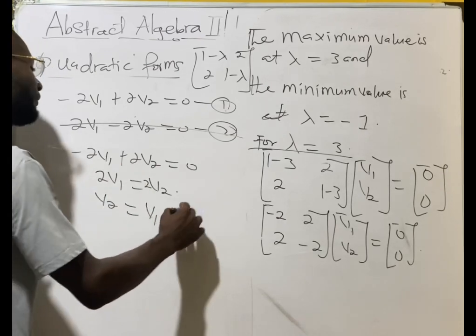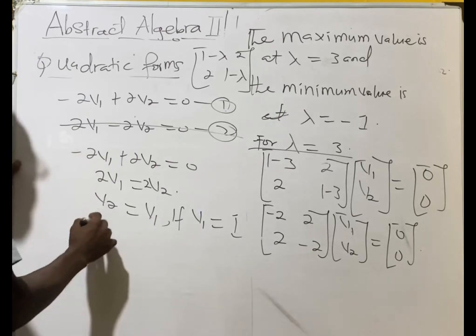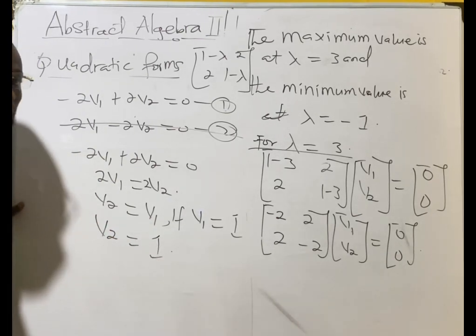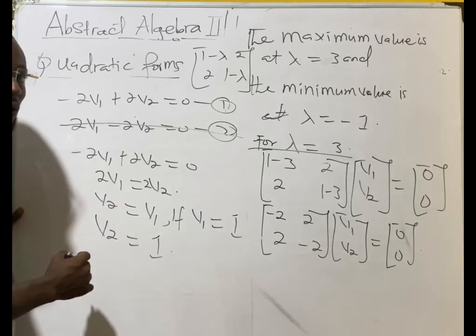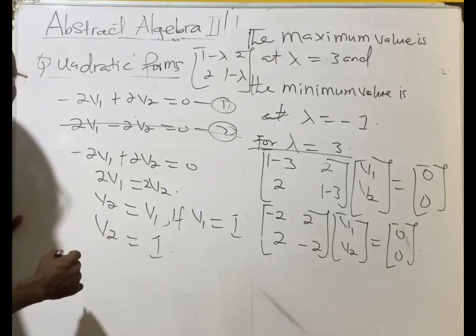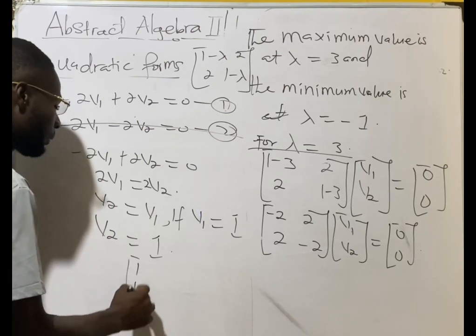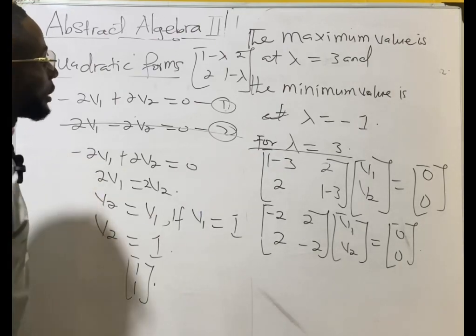So if V1 is equal to 1, then V2 will be what? 1 as well. So our eigenvector corresponding to eigenvalue 3 is 1, 1, right?